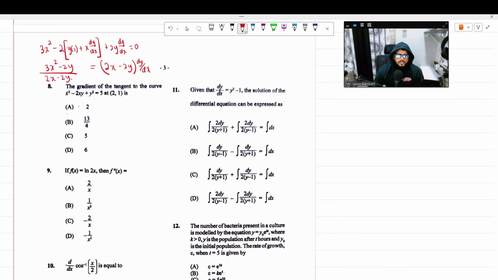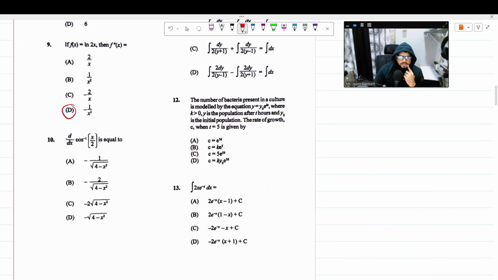When x is 2 and y is 1, I'm going to get 3 into 4, 3 fours are 12. When y is 1, again 2 there, x is 2, 2 twos are 4. 12 minus that is 10 over 2, we get 5. The second derivative is minus 1 on x squared. This derivative is minus 1 over root 4 minus x squared.